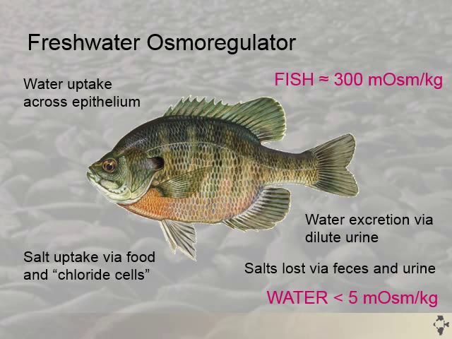Now, some salts are going to be lost via the urine and in the feces, but they're going to be constantly absorbing ions to replace those that are lost through the means of what are called mitochondrial-rich cells. They're also referred to as freshwater adapted chloride cells. So that's going to be a primary source of ions coming into the body. This is how they maintain those high levels of ions, primarily by importing them at the gill. But of course, they are also going to absorb some of those ions from the food that they consume.